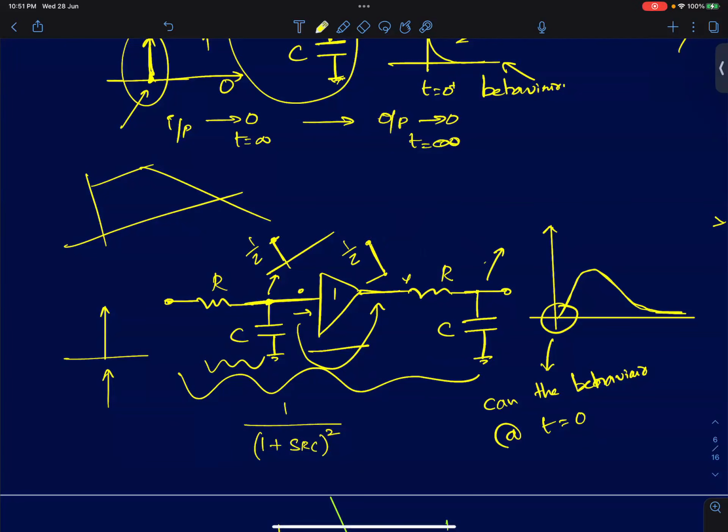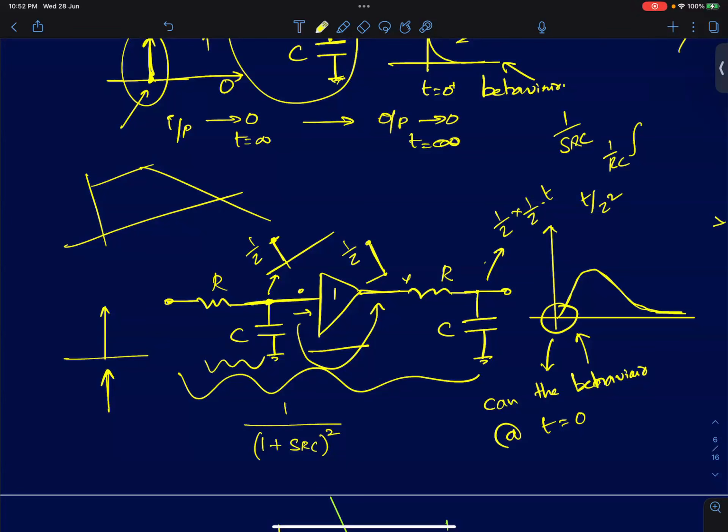Again, we can write what will be the ramp output. It's going to be 1 by tau is the input into the system is 1 by sRC. So in time domain, it's going to be 1 by RC into the integral of the input. So it will be 1 by tau times t. So the output you should expect is t by tau square. So you fed an impulse at t equal to 0, the output is a ramp.